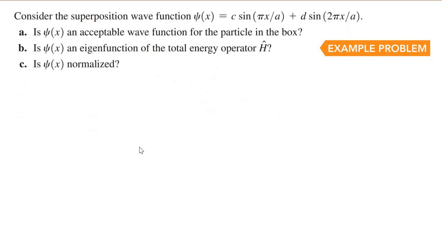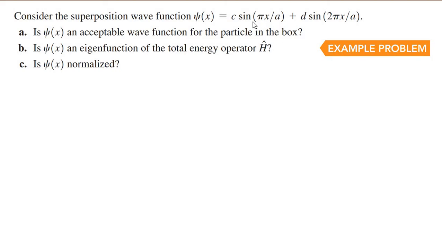The example problem, I am giving as a problem. Consider the superposition wave function psi x like this. If you notice, sin pi x by a is actually the first state of the PIB problem, particle in a box problem, and there is sin 2 pi x by a, that means the second eigenstate. That means this psi x is a combination of the ground and the first excited state, right? A combination of these two. Now your task is to find whether this psi x is an acceptable wave function for the particle in the box.